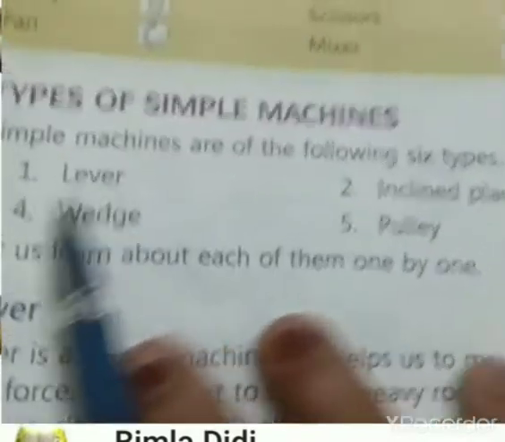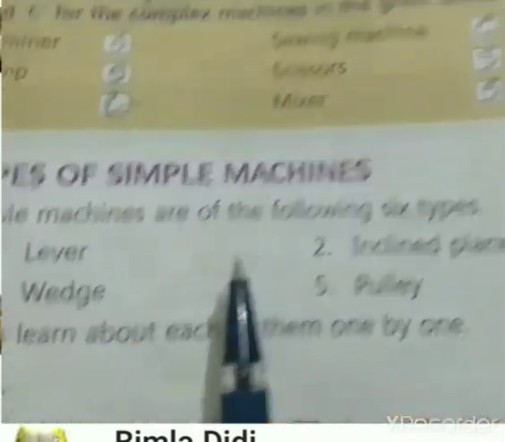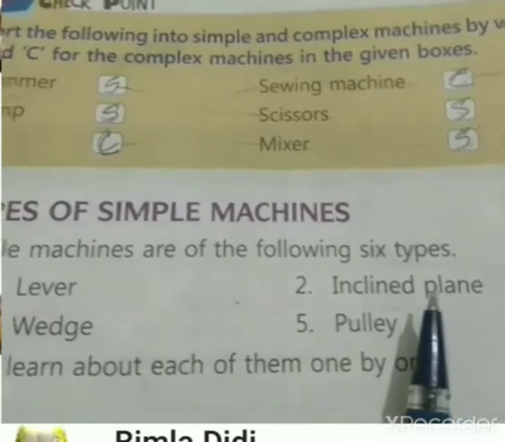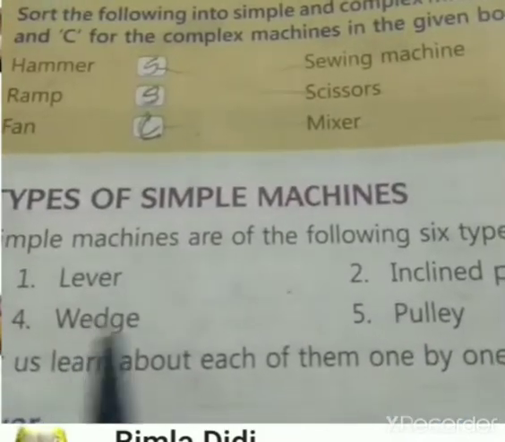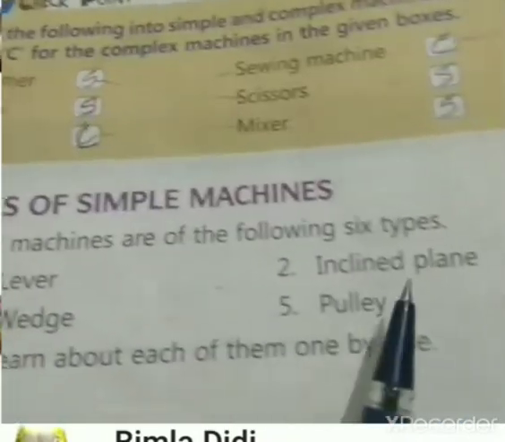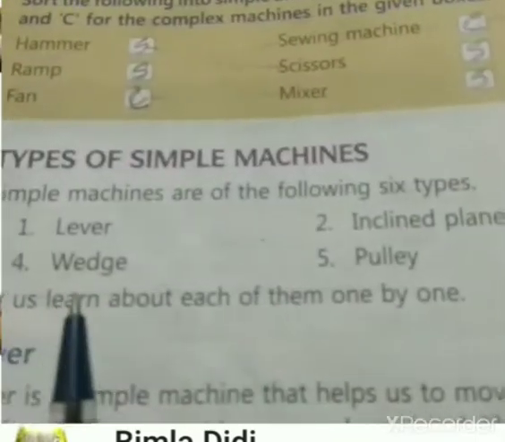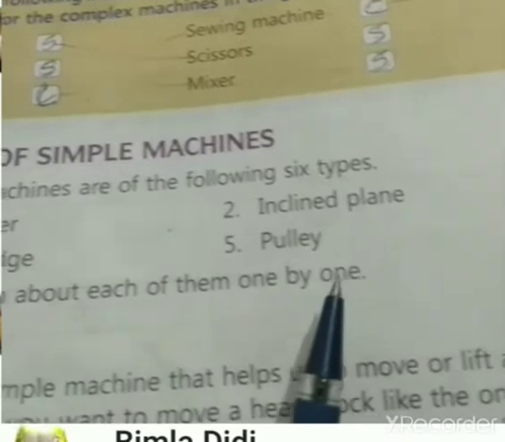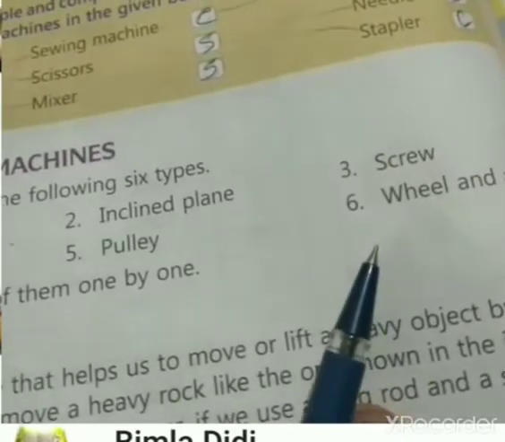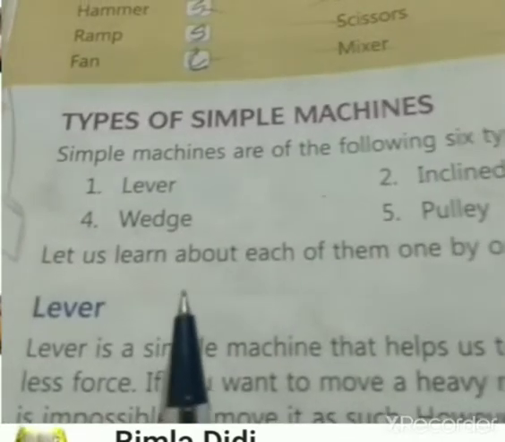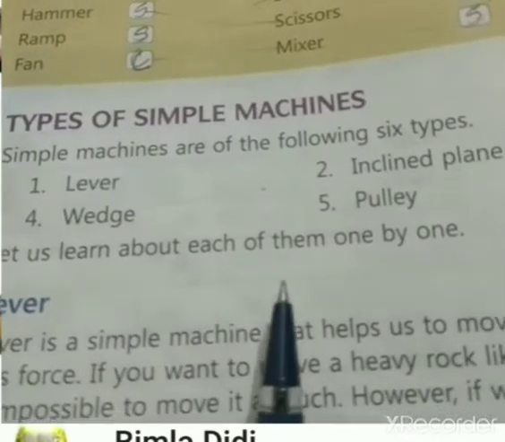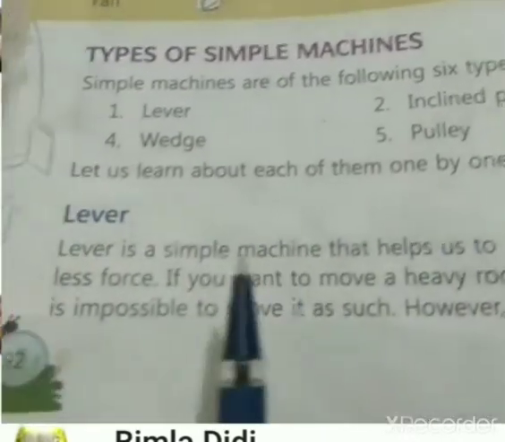Now, types of simple machines. Simple machines are of the following 6 types. First is lever, second is inclined plane, third is screw, another is wedge, then pulley, and wheel and axle. Let us learn about each of them one by one.